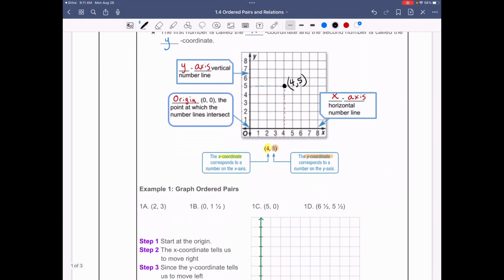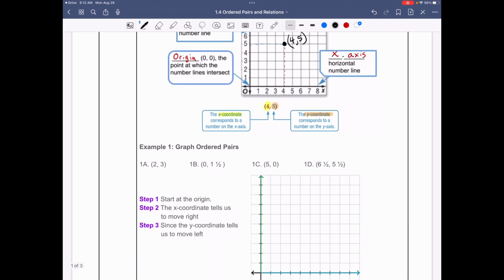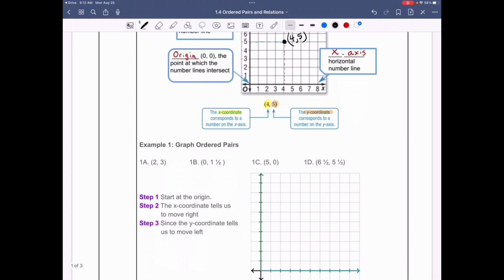All right, let's go on to example 1. Graphing ordered pairs. So we're going to practice this. And for 1a, we have 2, 3. So where would that be? 2, 3. Step 1, we're going to start at the origin. The x-coordinate tells us to move right. So the x-coordinate is 2. I'm going to move to the right 2. And then the y-coordinate is 3.